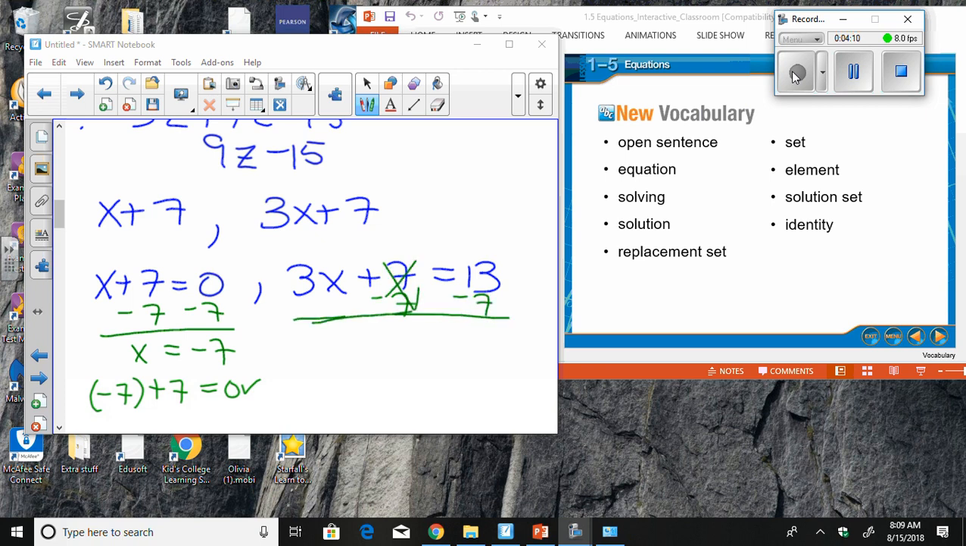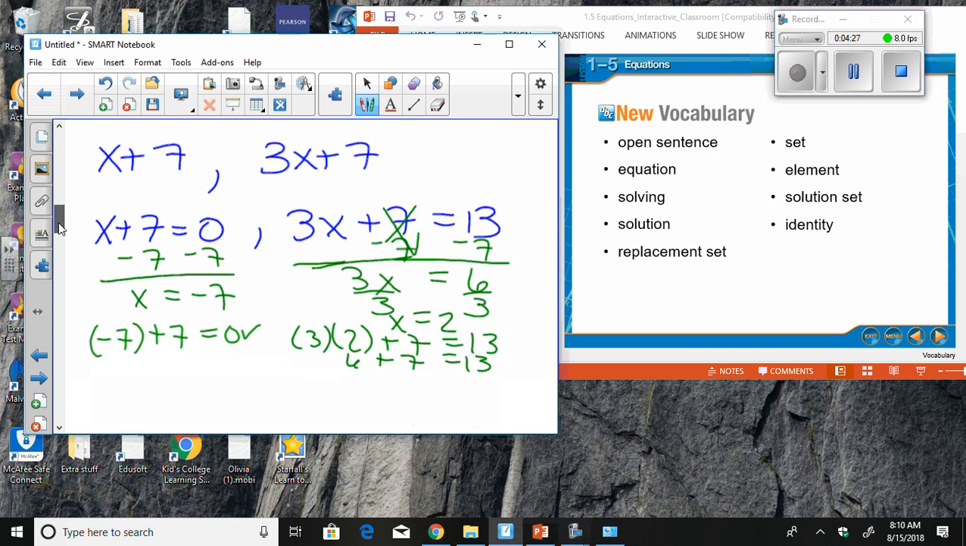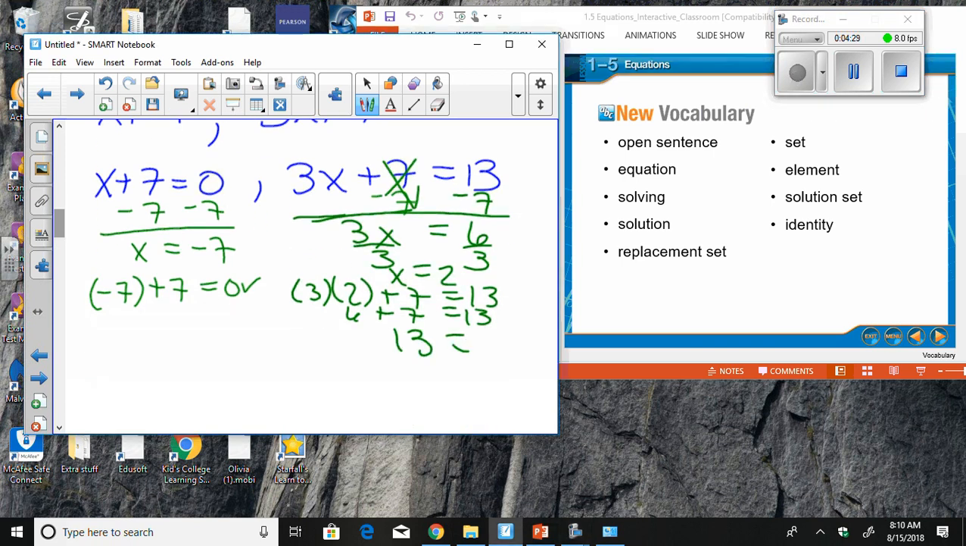Or you can do it with 2 steps. So that goes away. We're left with 3x is equal to 6, divided by 3. So x in this case equals 2. And if you were to check it out, 3 times 2 plus 7 equals 13. So that's 6 plus 7 equals 13. 13 equals 13. Okay.